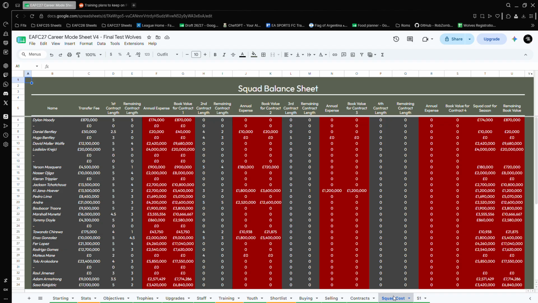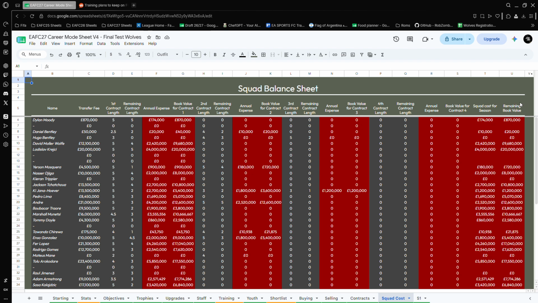So on this page now, this is where you do your balance sheet, and this keeps track of the money, so you can work it all out for you. Anything in red means it has a formula on, so do not touch. Anything in the grey, you have to fill in. So currently, as you can see, I've had some players sell, so I've had to take them off, but there's a list of some of the players that are still left here, and on the very far right hand side is the squad cost for the season, and also the remaining book value.